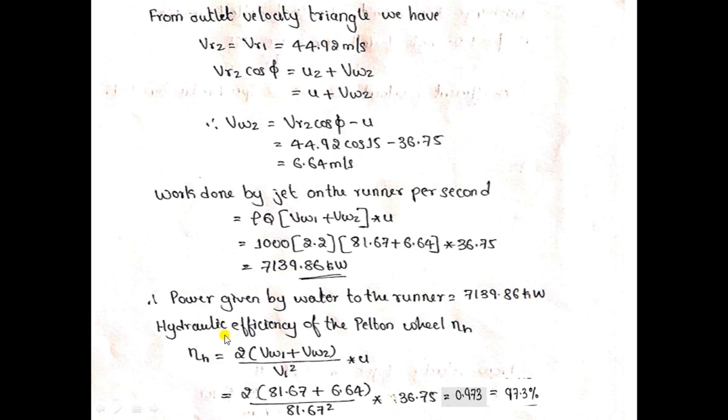The power given by the water to the runner is 7139.86 kilowatts, and the hydraulic efficiency of the Pelton wheel is given by the formula 2 into (VW1 plus VW2) into U divided by V1 square. If we substitute all those values, the efficiency is 0.973, and in percentage it is 97.3 percent.